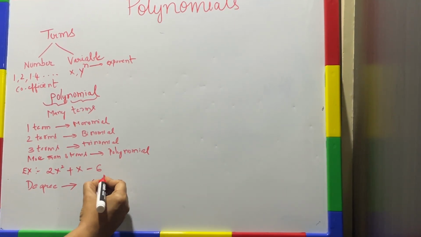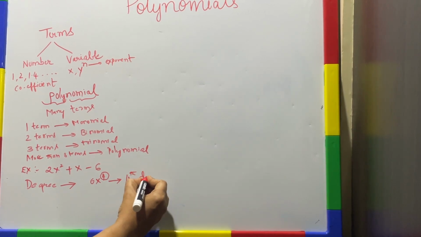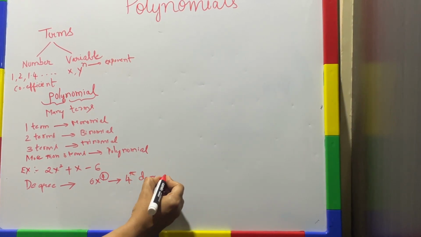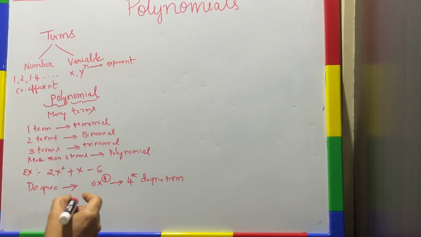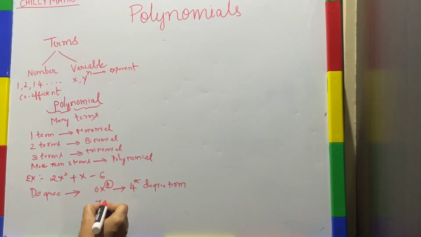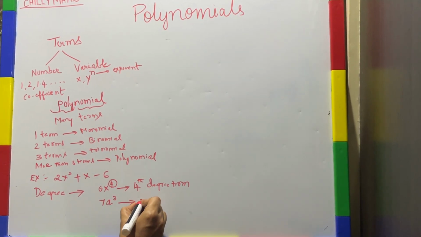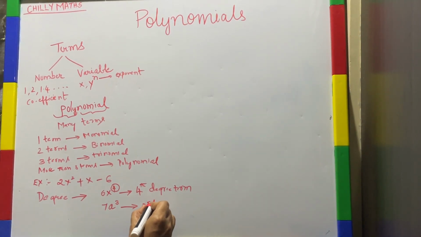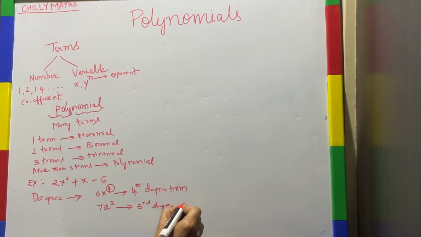So here this is called a fourth degree term. Let's take another example, 7a cube. So here we can say that it is a third degree term.